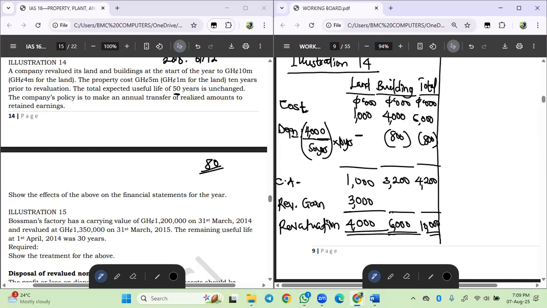For the building, it is 3,200 in their books, but the revaluation is saying that it's 6,000. Okay, 10 years time is 6,000 or 6 million here. So the revaluation gain is what? 6,000 minus 3,200 will be what? 2,800. So the totals will be 5,800, right?